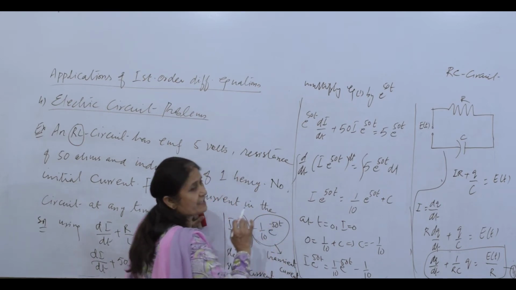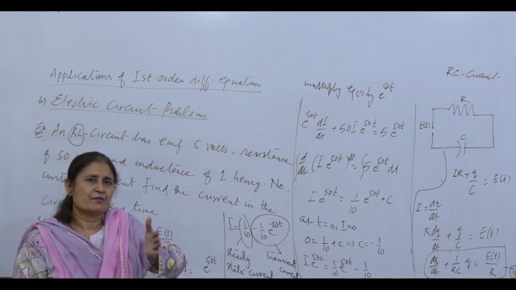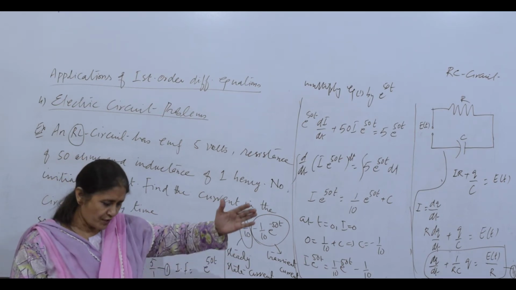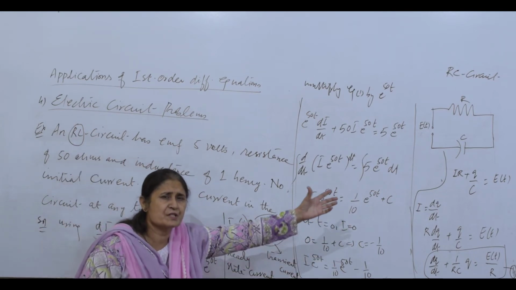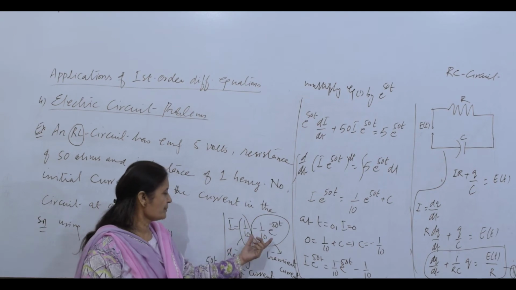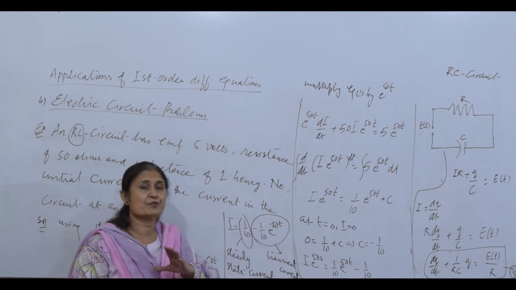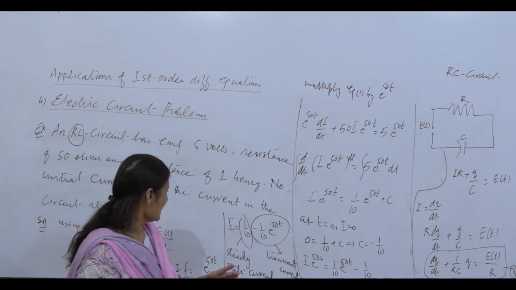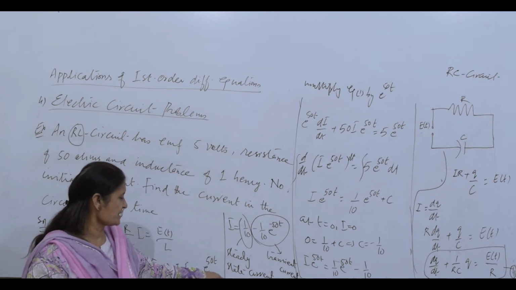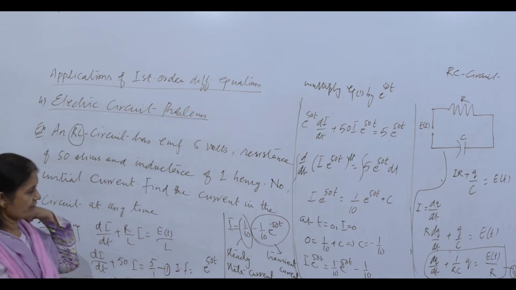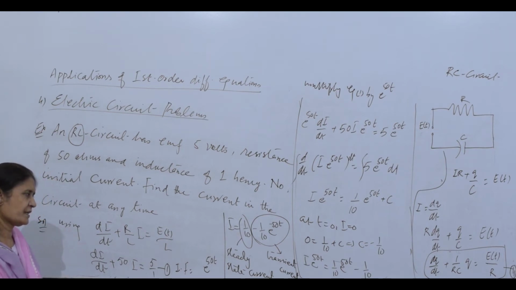It is a negative exponential because transient currents fade out with the passage of time. As time moves on, this factor is decreasing and decreasing. When time goes towards infinity, it vanishes. So the negative exponential is the transient current in the circuit, which fades out as time proceeds, and the remaining part is the steady state current which remains in the circuit. So we have this example of finding the current in the circuit at any time.